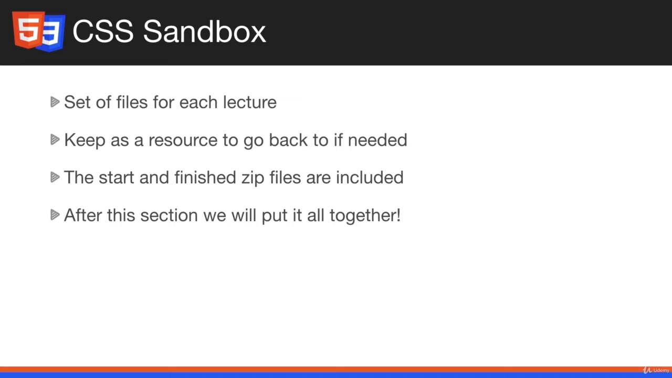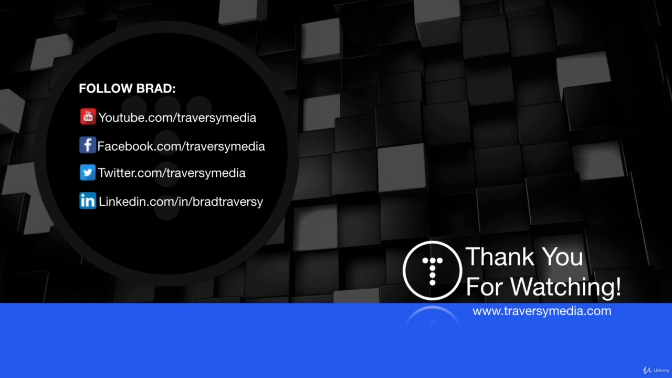All right, so just like with the last section, we're going to have a sandbox. So this will be the CSS sandbox, where we're going to have a different file for different aspects of the section, different aspects of CSS, and you can keep this and use it if you ever need to go back to. And these files will be included in the lecture downloads. And then after this section, we're going to start putting everything together, and we're going to build a simple hotel website. You can either use the CSS sandbox starter files, or you can just create the files as you go, like I'm going to be doing in the video. But that's it. Let's go ahead and get started.